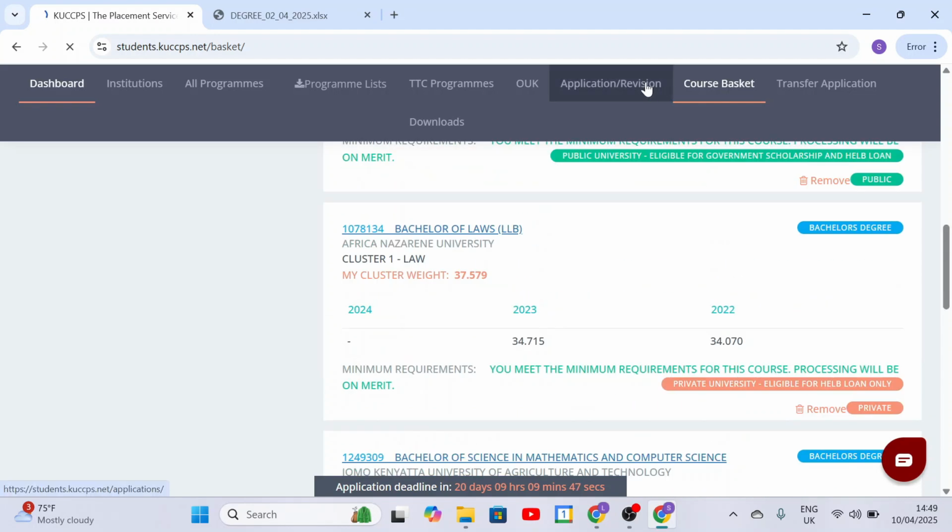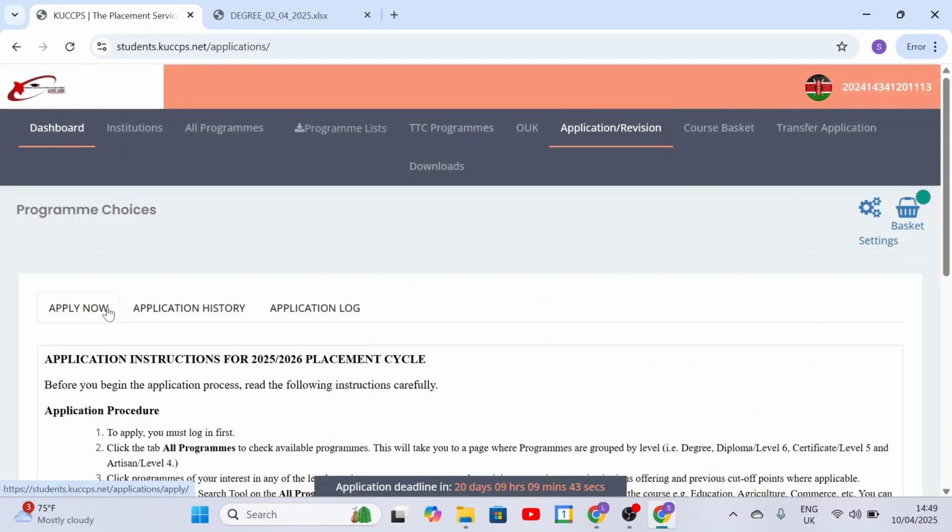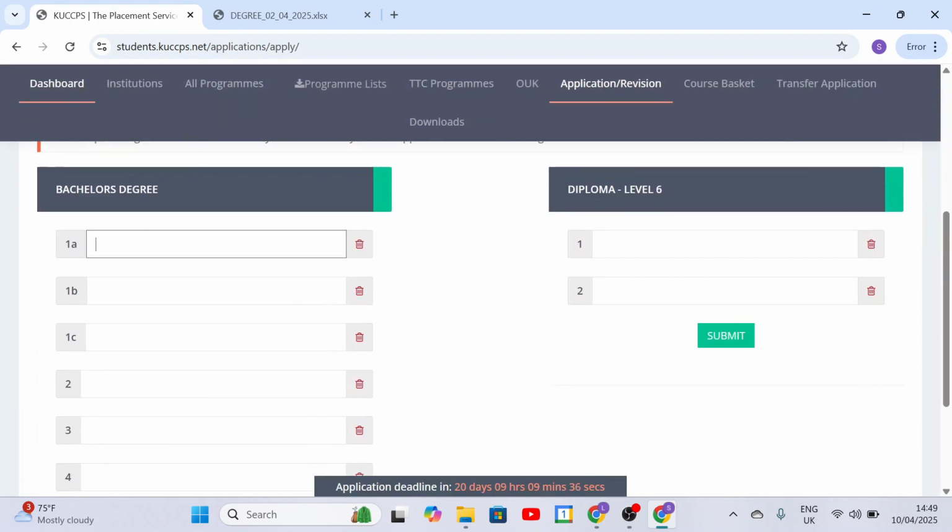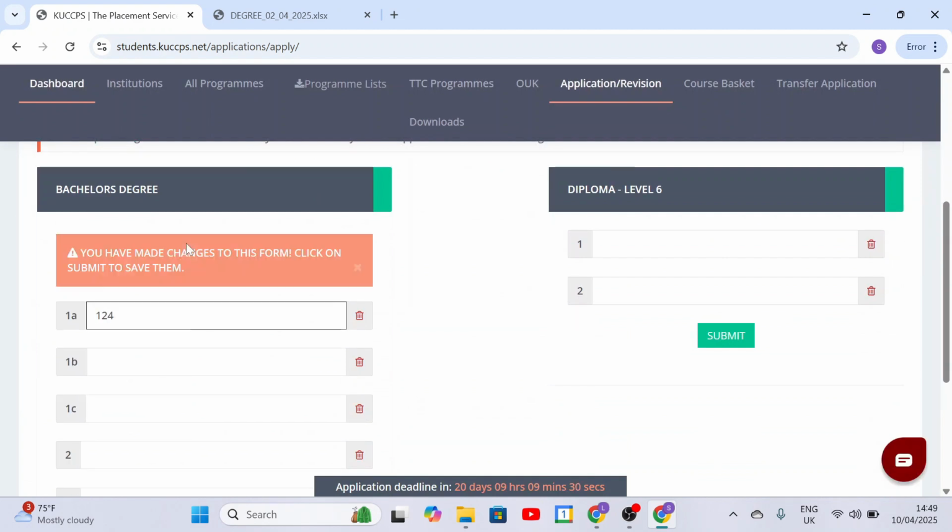So now, without much further ado, let's get to the application part. At the application part, I now go to apply now. Once I get to apply now, I will come here and start filling in my degree programs. So I will start to put 124. You remember the codes that I told you to write before.